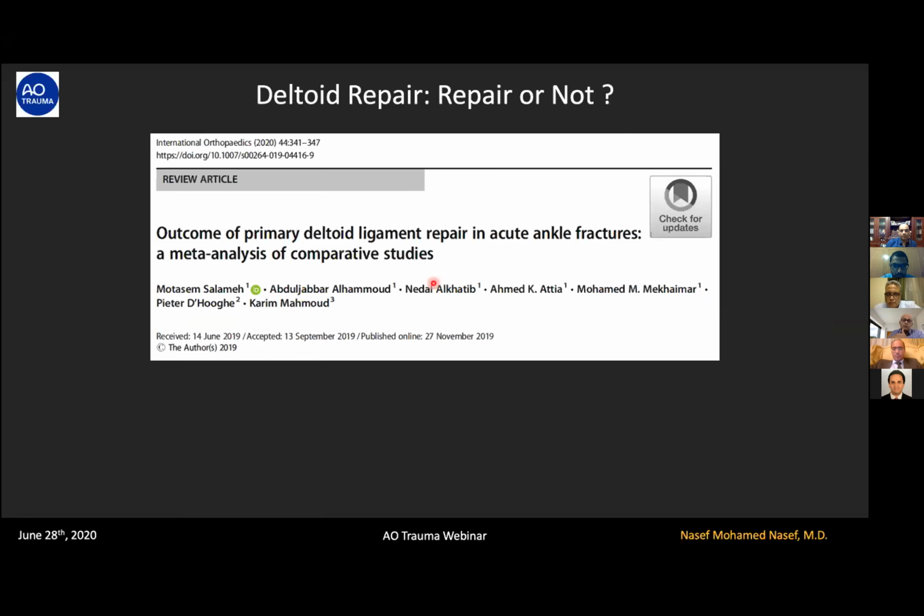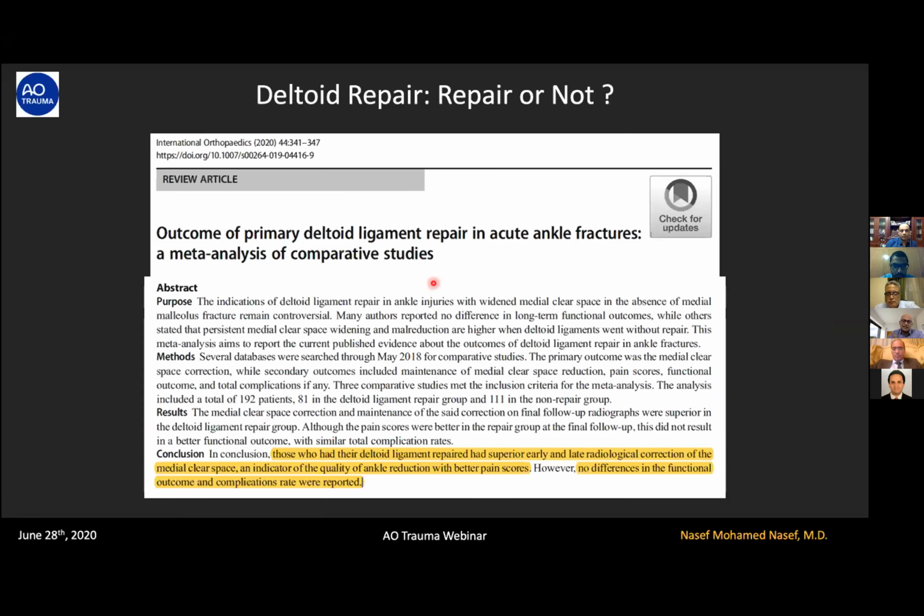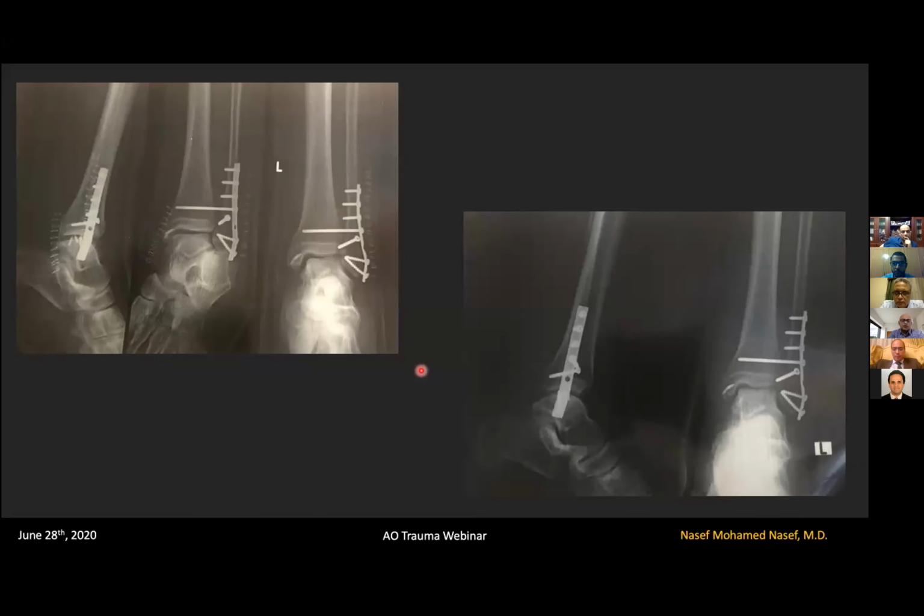In an outcome meta-analysis for the deltoid, it has been said that those who have the deltoid repaired, but mind you, this has a fallacy as a paper. It was not done exclusively on 4B cases. It was a comparison of cases with deltoid injury, just in general. They say that it has earlier benefit, but not long-term. So this is the immediate 2 weeks post-operative.